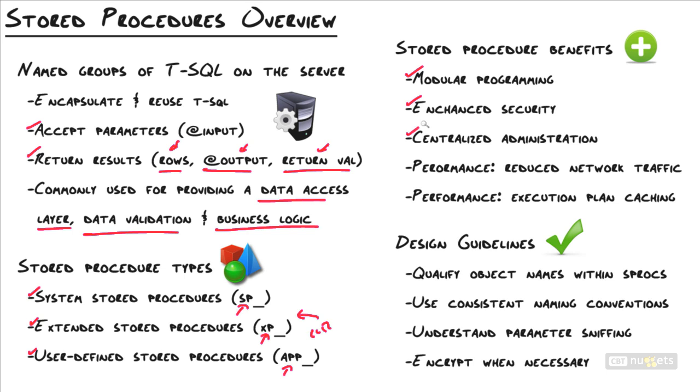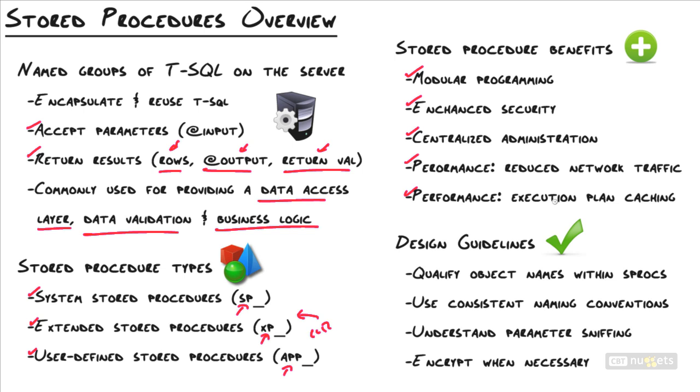Also centralized administration. It gives us a nice centralized point, again, of managing permissions. And then two big ones here, performance. A couple of performance benefits. One is reduced network traffic. Rather than having developers submit big honkin' dynamic SQL to our server, which is also a security risk, they can just call a stored procedure by passing in the procedure name and then optionally some parameters. Much, much less network traffic out there.